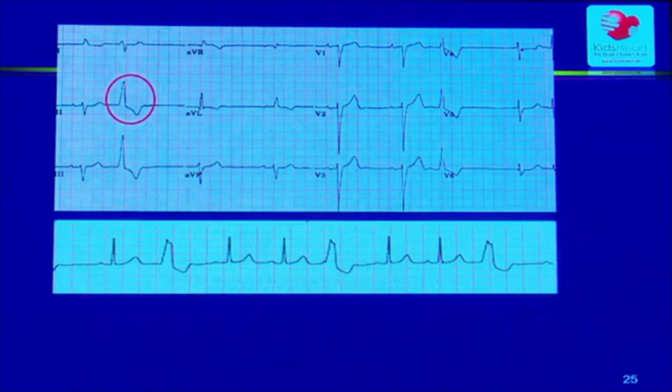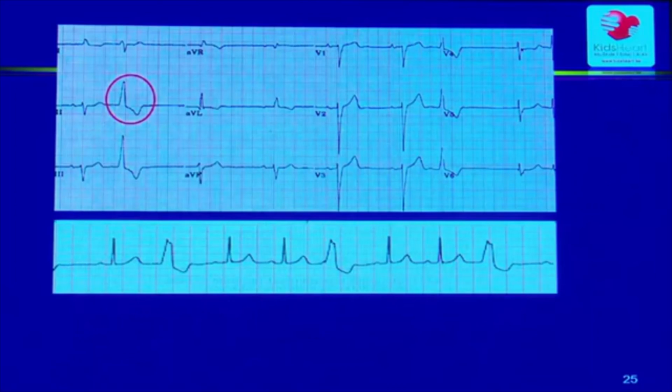This is a premature ventricular contraction. Anything that comes early is okay as long as it doesn't come in a train. Anything that comes in a train, that's a bad thing. If you see 8 PVCs as an example coming after each other, or 3 coming after each other, or 5 coming after each other, that's the reason for a low cardiac output.